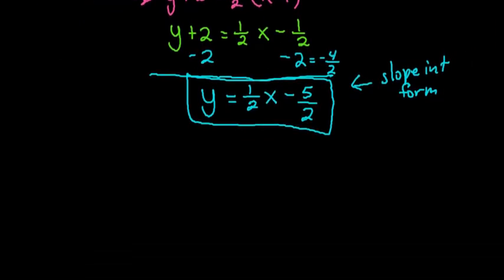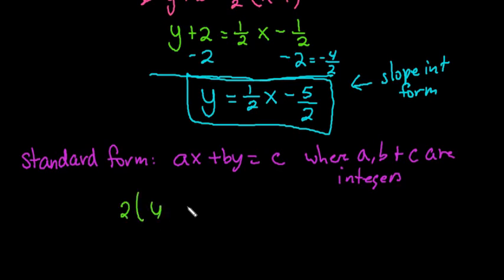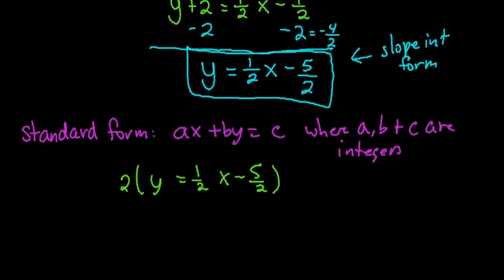The other form that they might possibly ask for is standard form. If it asks you to write it in standard form, then you would do ax plus by equals c, where a, b, and c have to be integers, which means that we can't have fractions. Since we have fractions, what we would do is multiply the whole equation by 2 to get rid of the denominators. When I do that, I'm left with 2y equals x minus 5, because 2 divided by 2 cancels out for both of those.